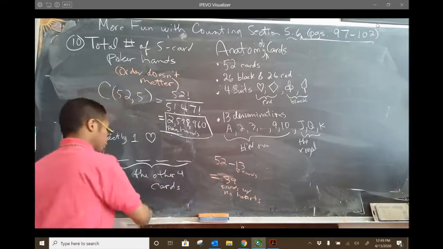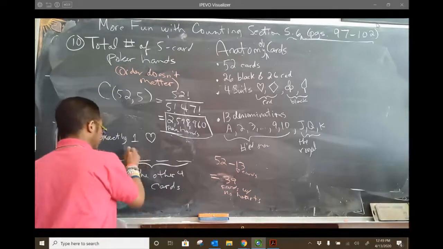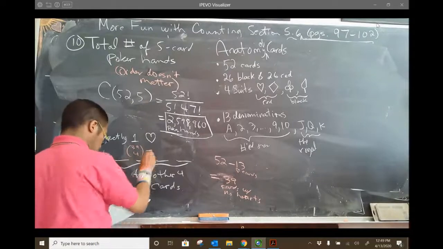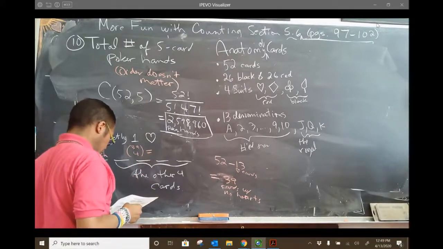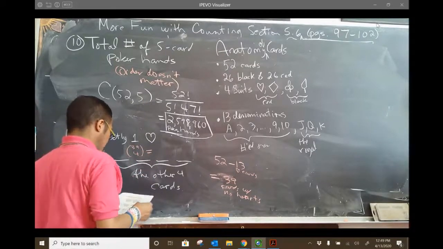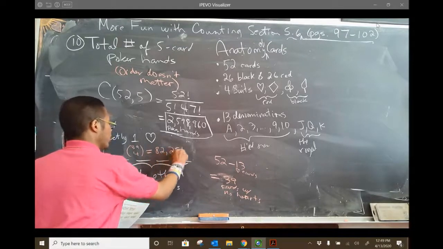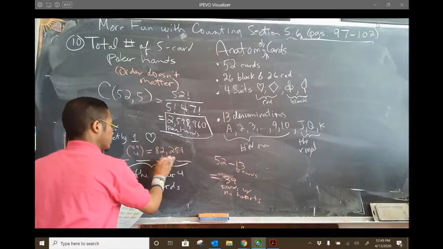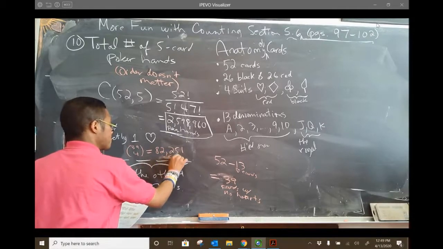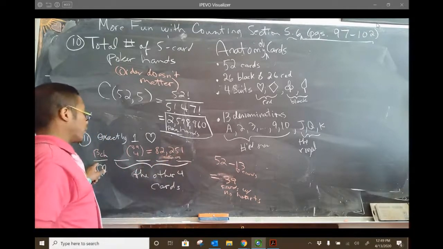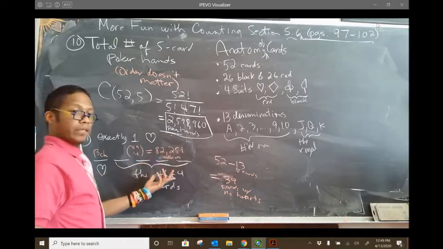So I want to choose. The number of ways is: the set is 39, and I want to choose 4 of them. And that could be done in 82,251 ways, or choices. So there's 13 choices for that card and 82,251 ways to pick the next cards.